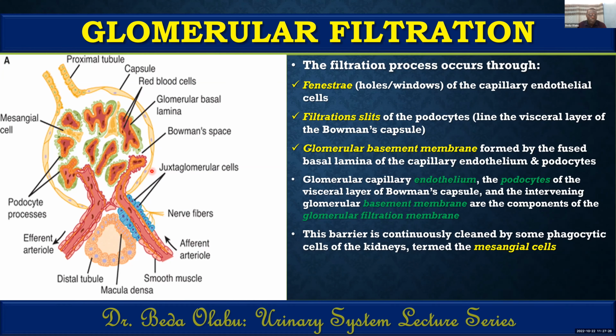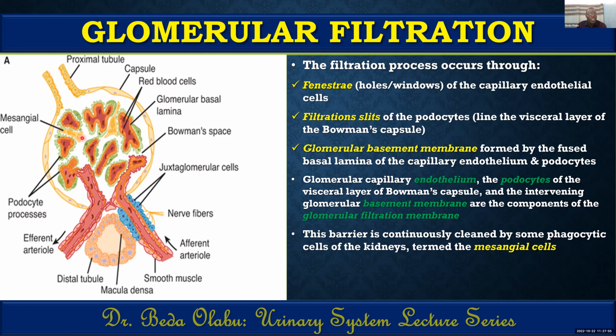So the mesangial cells are phagocytic cells. They are found around and within the glomerulus. Well, you usually have two types of mesangial cells, the intraglomerular mesangial cells, which are the ones we're talking about right now, and extraglomerular mesangial cells, which we talked about in the previous session, also called the Lacis cells.